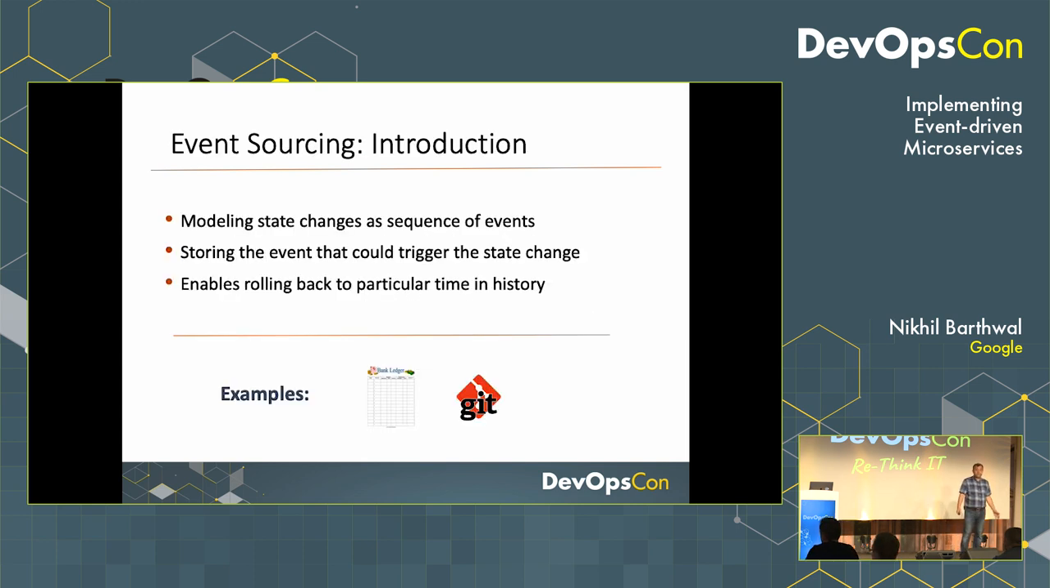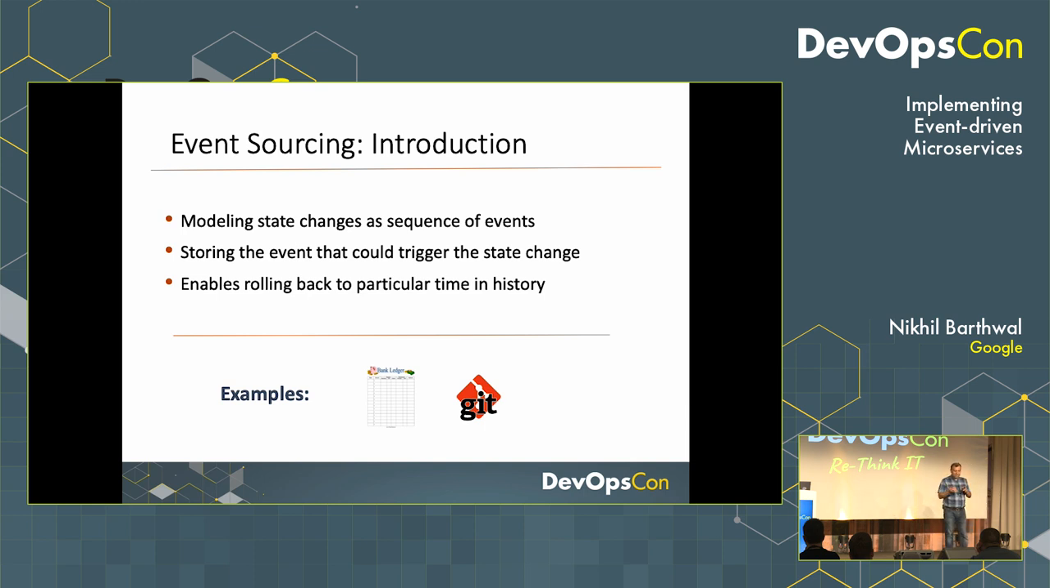Now I'm going to introduce event sourcing. What is event sourcing? Event sourcing is an architectural pattern that you use in event-driven architecture where you model your system as a sequence of events. So every time the state of the system changes, an event is generated, and you basically store that event that triggered the state change. So instead of having a state of the system, you have these events that pass through your broker. And this has a very interesting property: you can actually play back a sequence of events or roll back to a particular time.